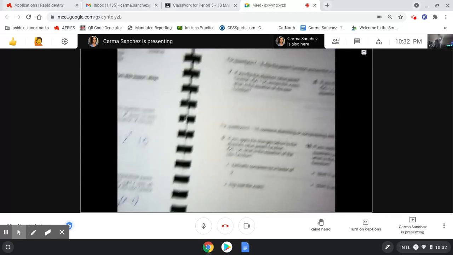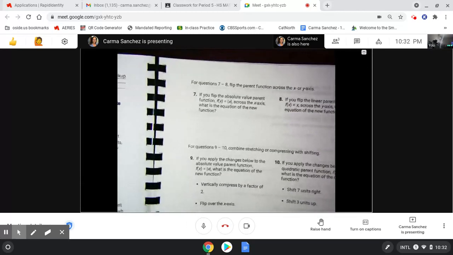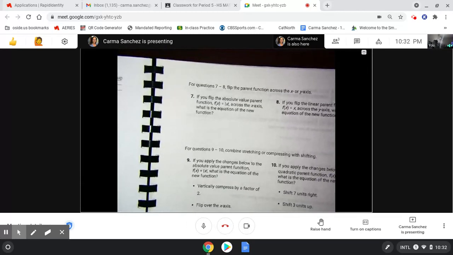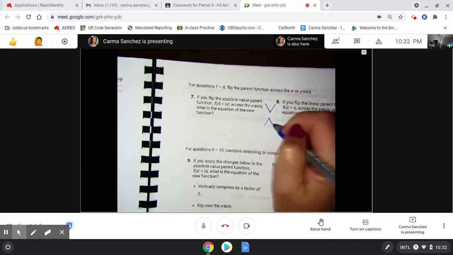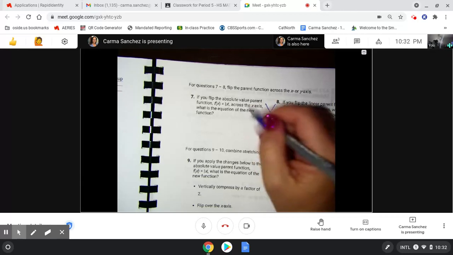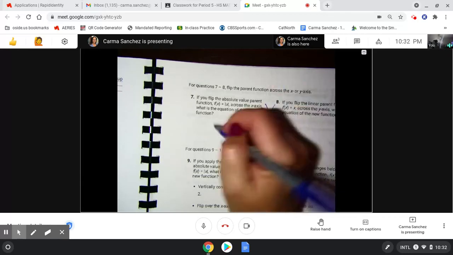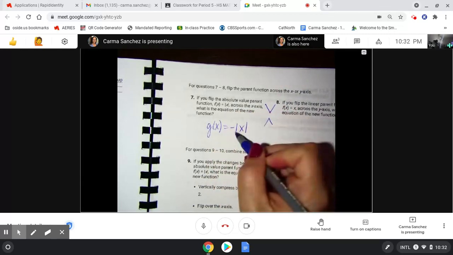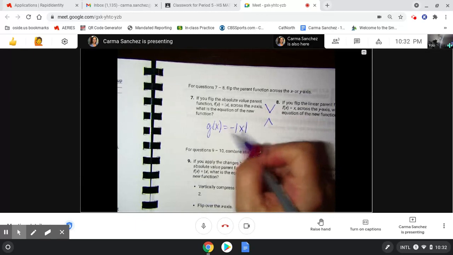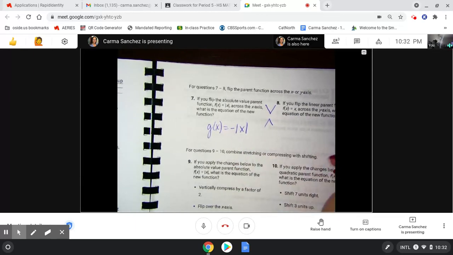All right, last 4, let's take a check on these. Number 7 says, if you flip an absolute value parent function, so picture a V-shaped graph, we want it to completely flip upside down, but stay with the same origin. So this is going to be g of x is equal to, just throw a negative out front and it flips it. Done. If you flip this linear parent across the y-axis, what is the equation of the new function? Again, just flipping that. It goes from regular x to negative x.